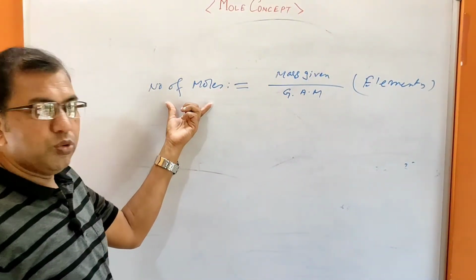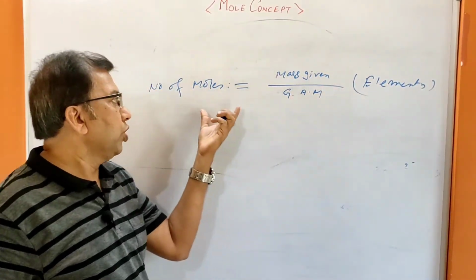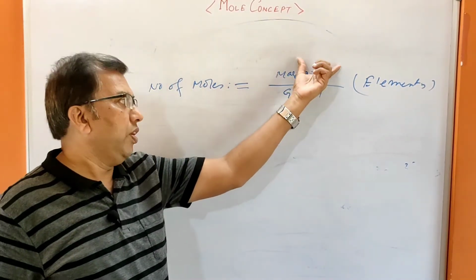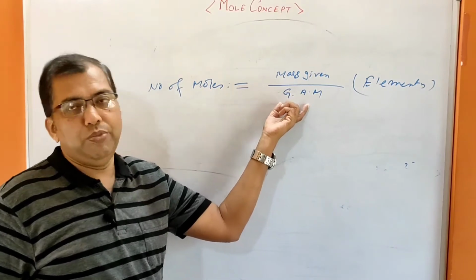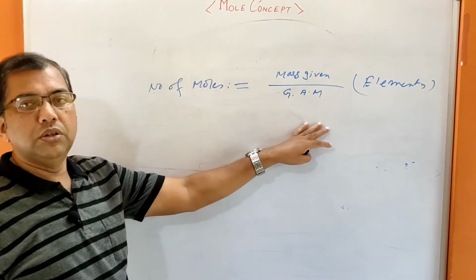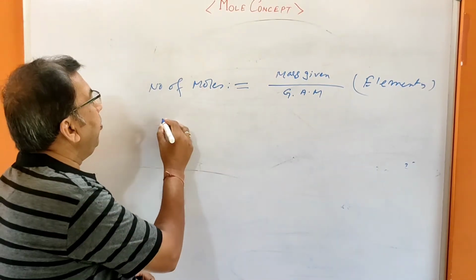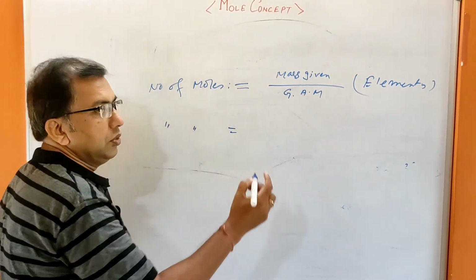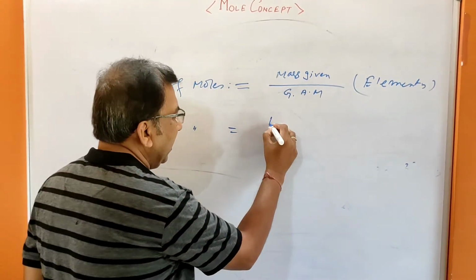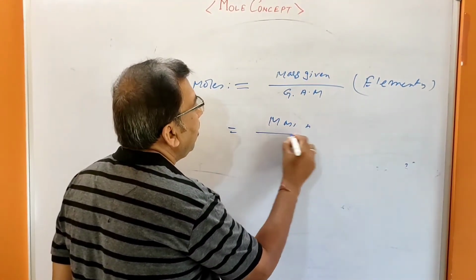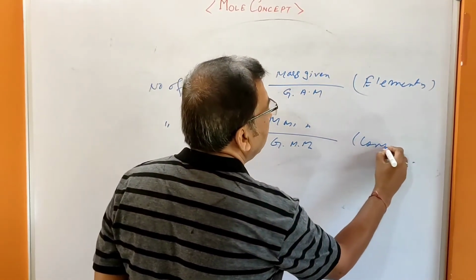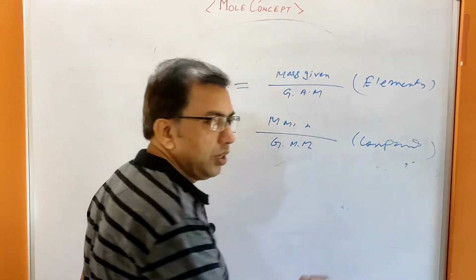The number of moles you have to find out, कोई element के number of moles तुमको निकालना है. कैसे निकलेगा? मोलर मास गिवन डिवाइडेड बाय उसका ग्राम एटॉमिक मास. उसका जो एटॉमिक मास है उसको ग्राम में कन्वर्ट करो, निकल जाएगा. Number of moles in case of compound, that means molecules, same thing: mass given by gram molecular mass, in case of compounds only, by molecules only.